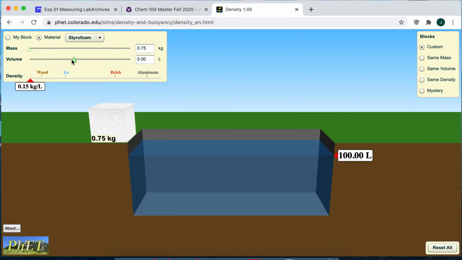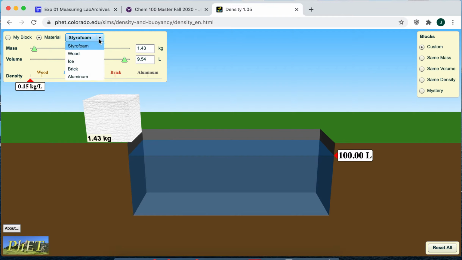You can adjust the volume of the piece of material. As you can see, as you increase the volume, the mass also increases. If you increase or decrease the size of any material, you're gonna see the density does not change. So the density is a constant number, no matter how big or small your piece of material is. If I increase the volume and make the piece bigger, the mass also increases, so the density stays constant.